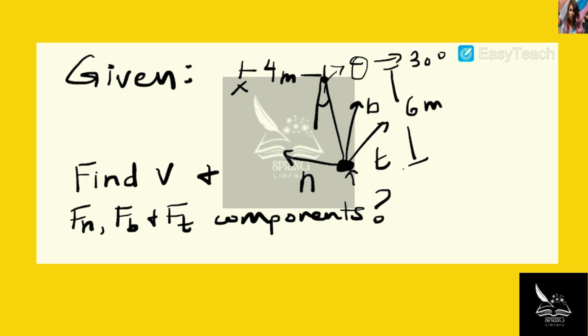Write that here. And we know that the distance from the pivot point to the rider is 6 meters. So what we're asked to solve for is the velocity of the rider in the chair, and also the normal, tangential, and vertical force components acting on the rider during this ride when theta is equal to 30 degrees.